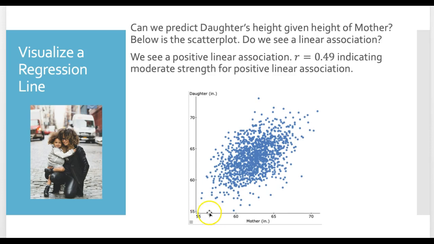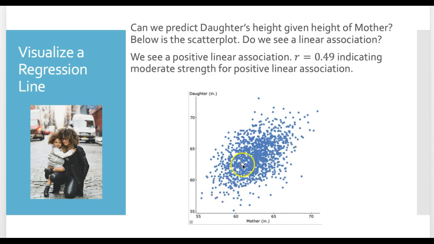It kind of seems as mother's height gets larger, daughter's height gets larger. So here we see a positive linear association. Okay, so here our correlation coefficient, if we were to calculate it, would be equal to 0.49, indicating moderate strength for a positive linear association.